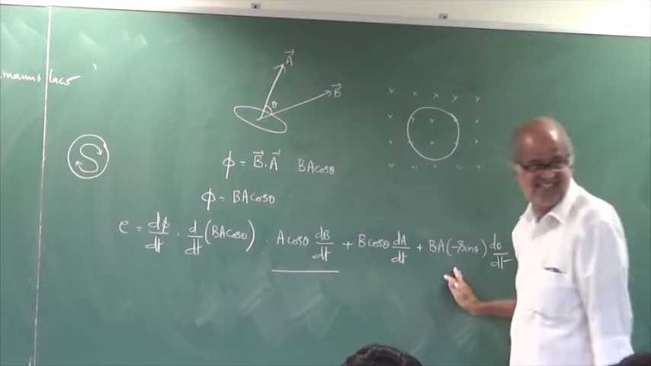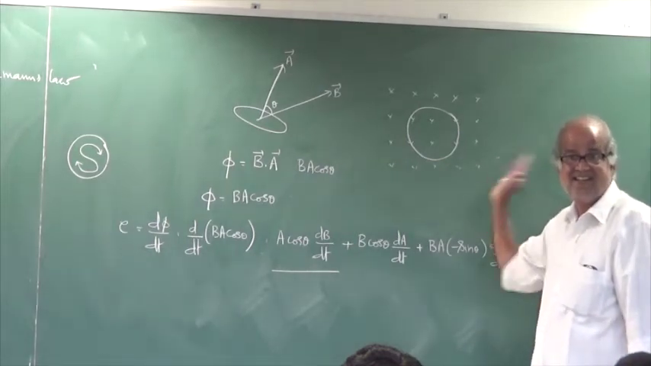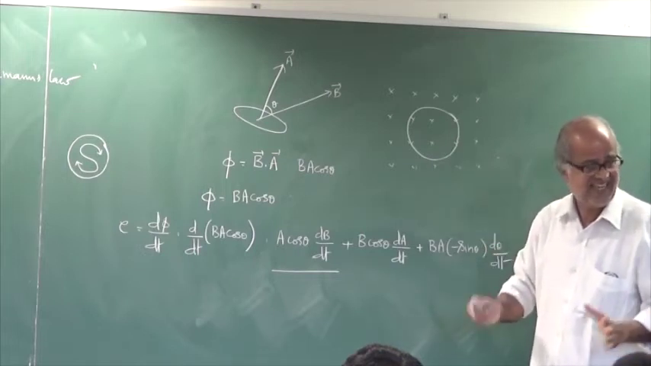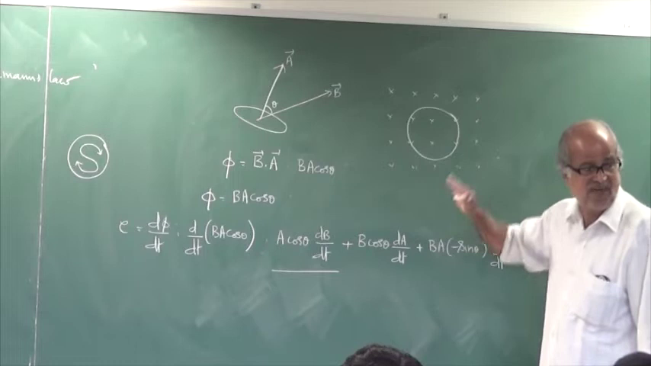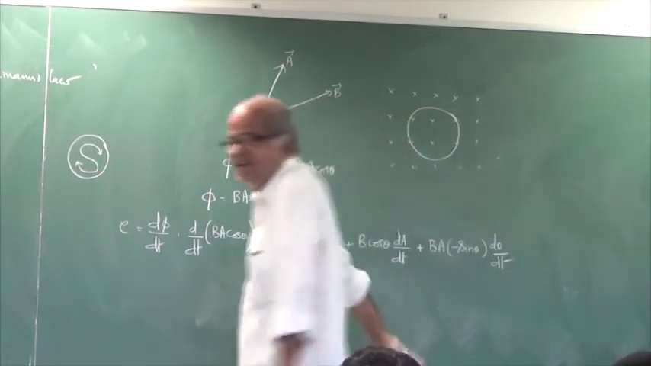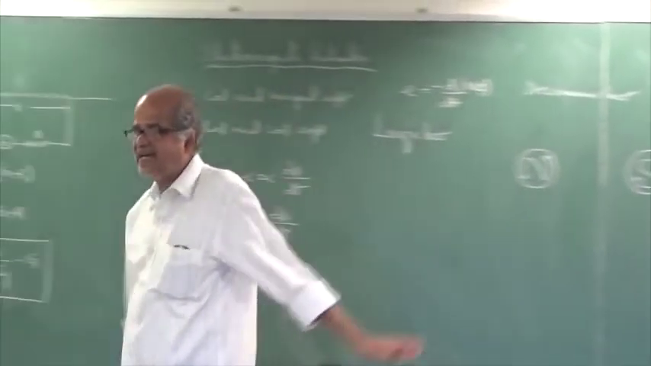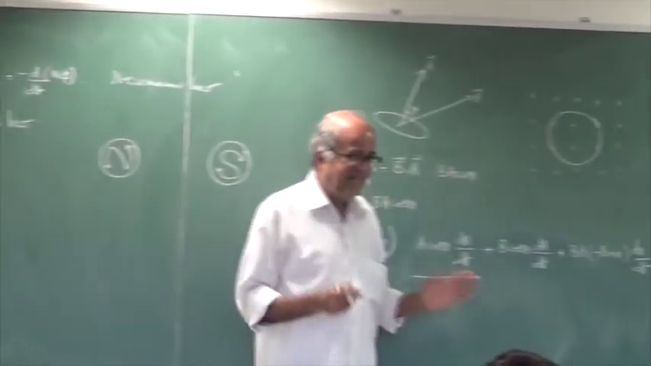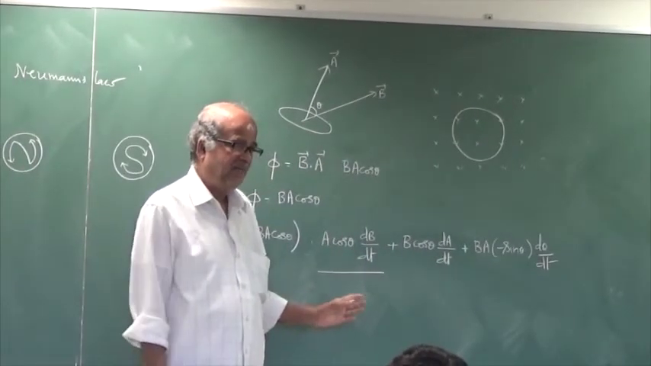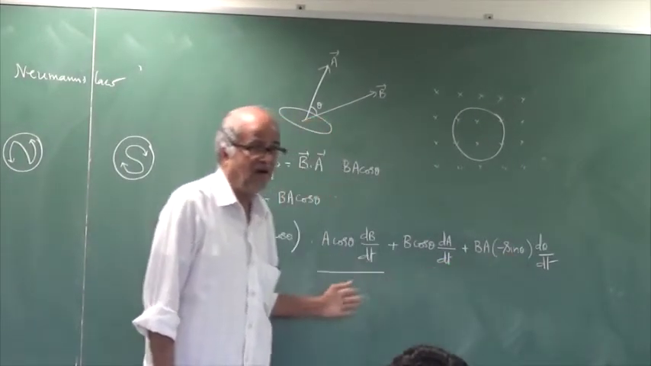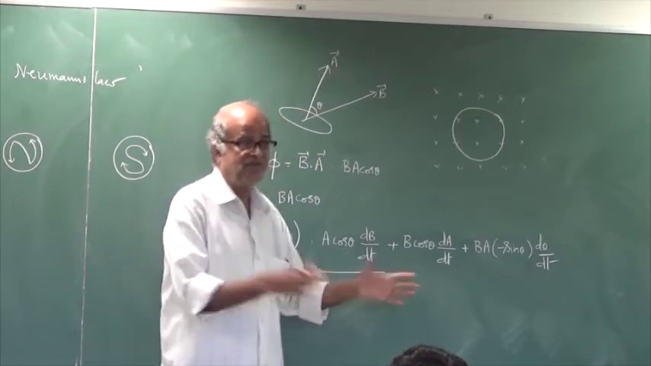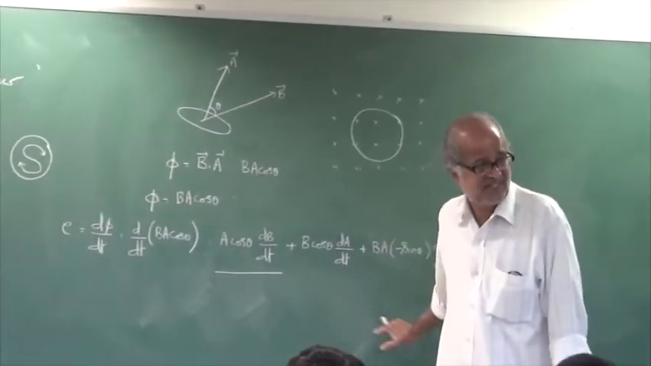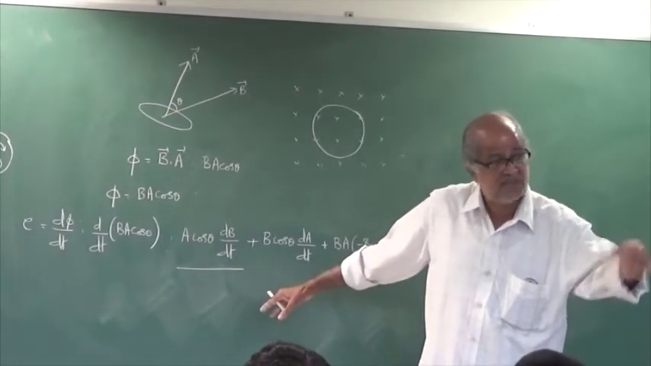Or in this case, orientation is changing. The field is not changing, the area is not changing, but the orientation of the conductor or loop with respect to the field is changing. In a given situation, any one of these may be happening, or all 3, or any 2 of those. Now, the mechanism by which the EMF is induced in each of these cases may be different.